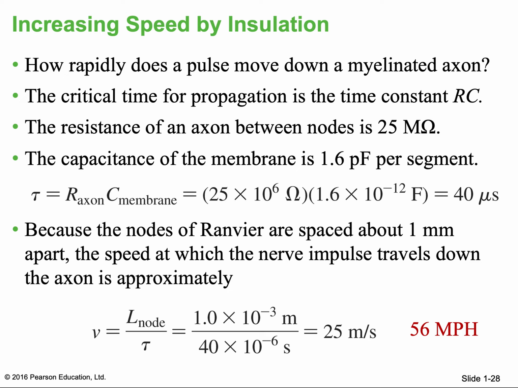With this information, we can use the equation time constant, characterized by the Greek symbol tau, equals R axon, resistance of the axon, times C membrane, capacitance of the membrane. When we plug our numbers in, we get 40 microseconds, and we can plug this answer into the next equation: velocity equals length of the node over our time constant, again tau. We are given that the nodes of Ranvier are 1 millimeter apart, so we can plug these numbers in, and we get 25 meters per second, which translates to approximately 56 miles per hour.